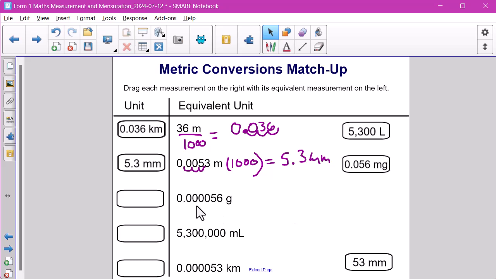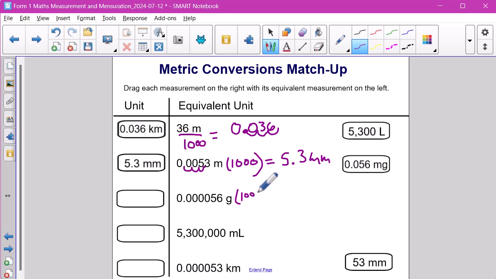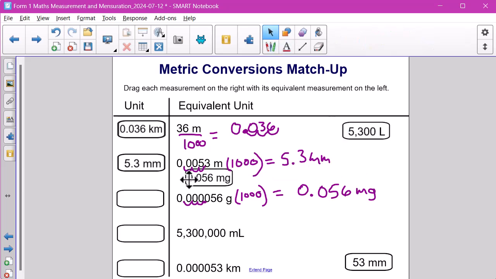Okay, so now we have this very small amount of grams, and we're going to convert it to milligrams. In order to convert it to milligrams, we're going to multiply by 1,000. And that's going to have us move the decimal point 3 spaces to the right. So 1, 2, 3. So we're going to have 0.056 milligrams. So that's this answer choice there.